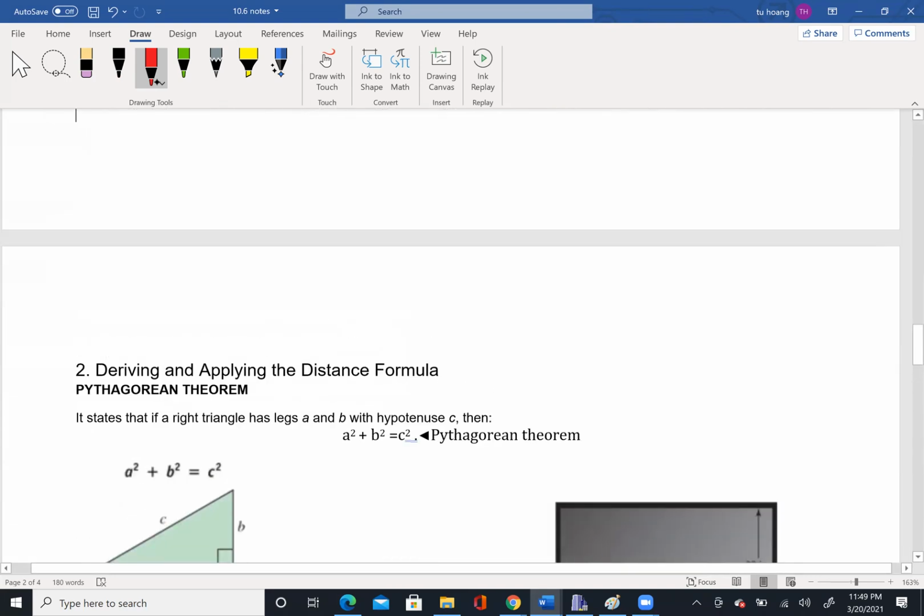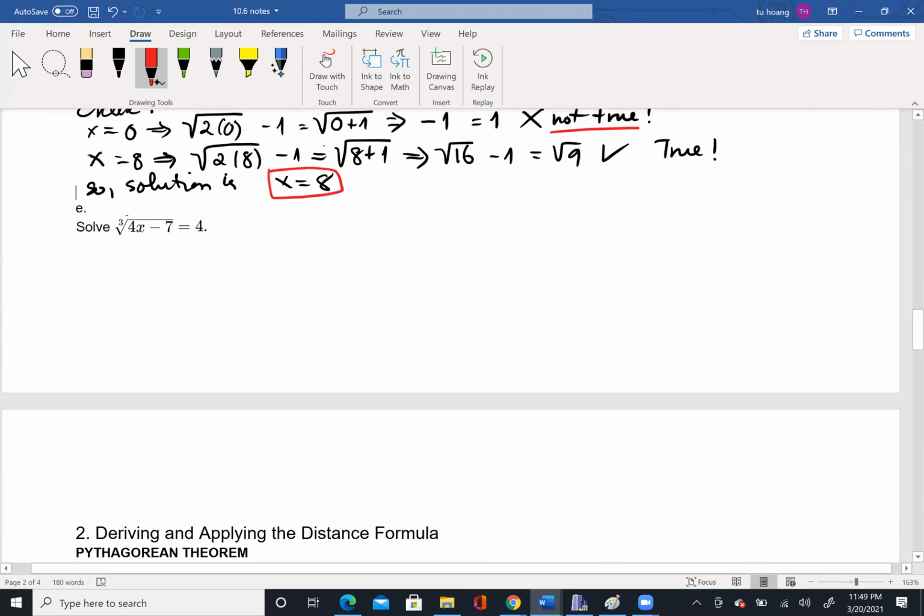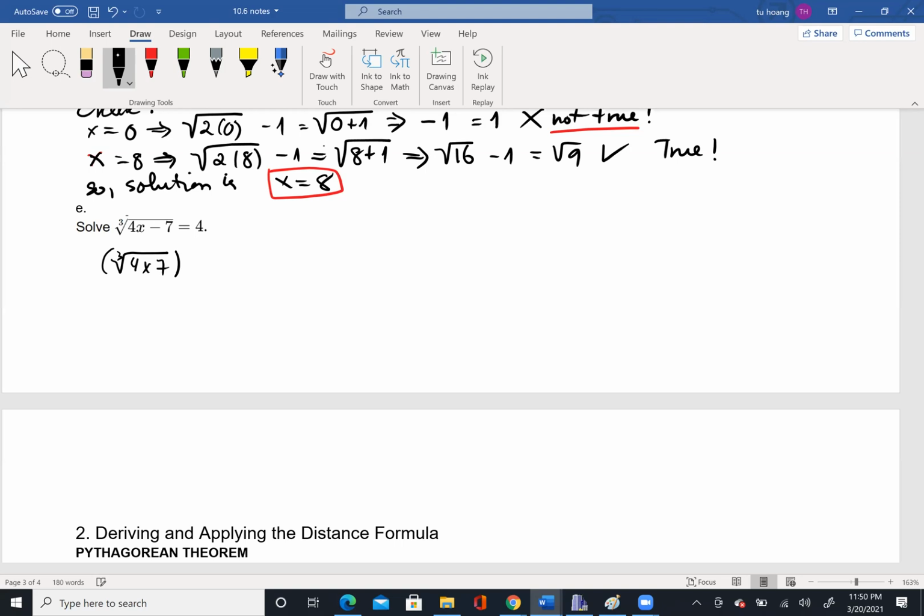Lastly, or maybe not lastly, actually, is the last example for solving radical equations that we have. One more with a cube root. In this case I didn't have the isolate step already, so I'm going to skip step number 1 and move right away to step number 2, which is applying the power rule. I have the cube root of 4x minus 7 equal to 4.